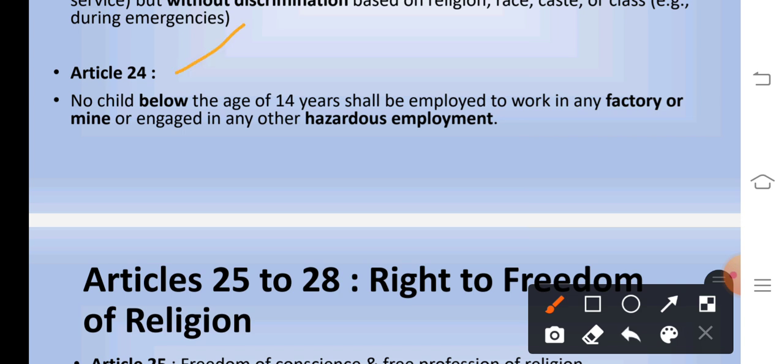Next is Article 24. That is, no child below the age of 14 years shall be employed to work in any factory or hazardous employment like mines and all. Any child less than 14 years should not be made to work in factories, mines, or any hazardous workplaces.